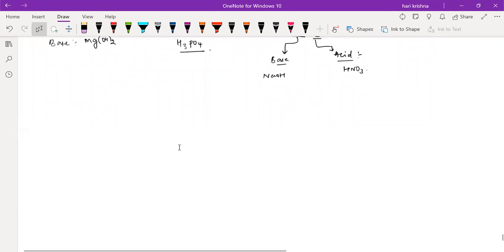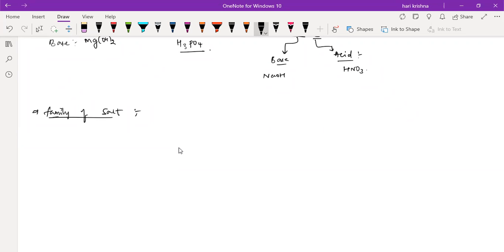Okay. So the next one is the family of salts. What is the meaning of family? Family means there should be some common things among the group of people, right? So family of salts is also the same. There should be a common cation or a common anion among the given salts. That is called a family of salts.